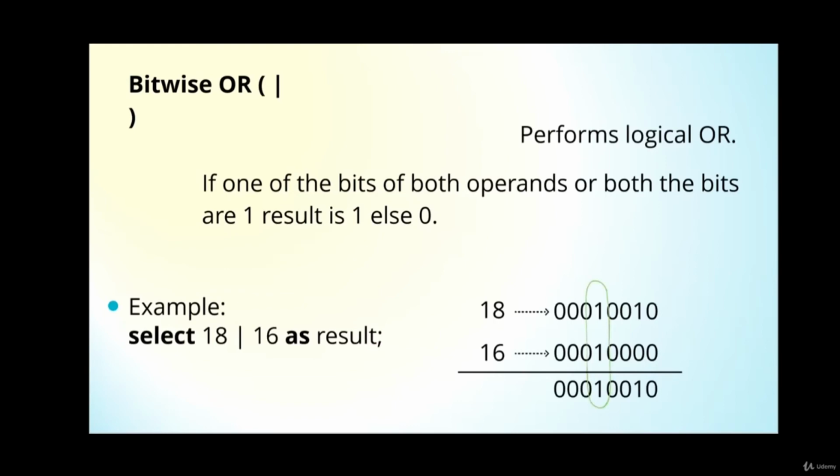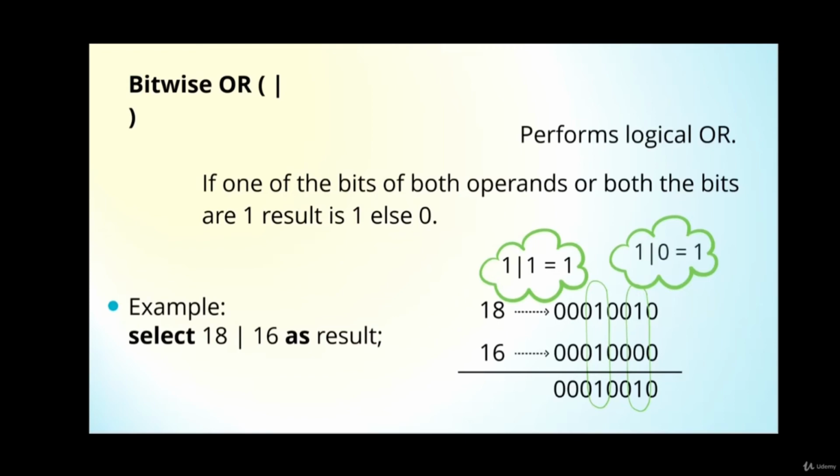So in the fourth element, you can see there are two ones. So the output bit will also be 1, because 1 or 1 is 1. And in the second last bit, you can see the second last bit of 18 is 1 and of 16 is 0. But since there is at least one 1, the output will be 1 because 1 or 0 is equal to 1.